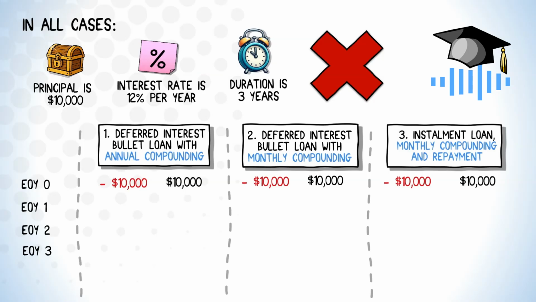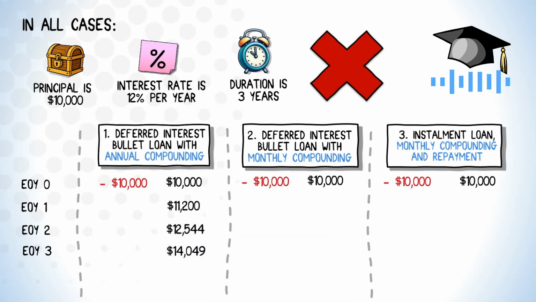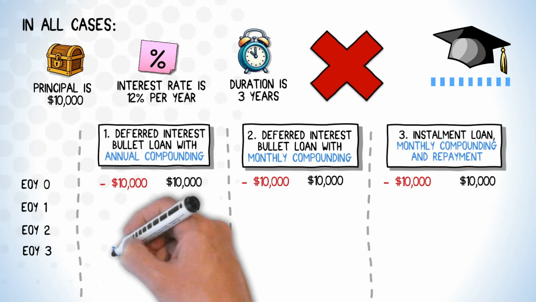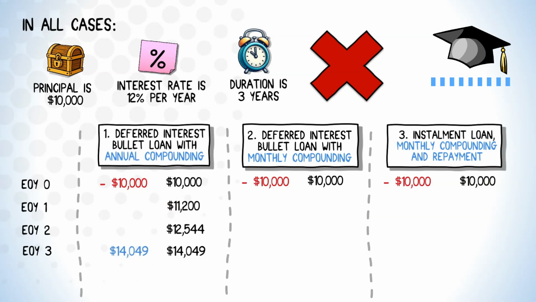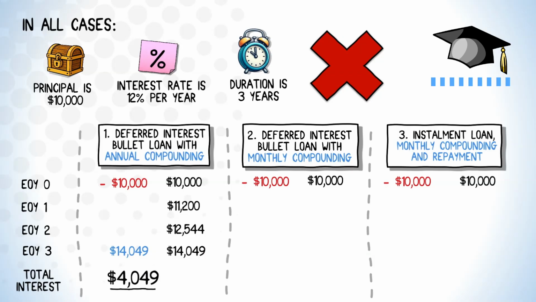In the first case, we compound annually, reapplying our 12% interest 3 times at EOY 1, EOY 2 and EOY 3, leaving us with a total balance of $14,049 at maturity, which is then repaid, resulting in the cash flow. If we subtract the principal from this, we can see that we've received a total of $4,049 of interest.